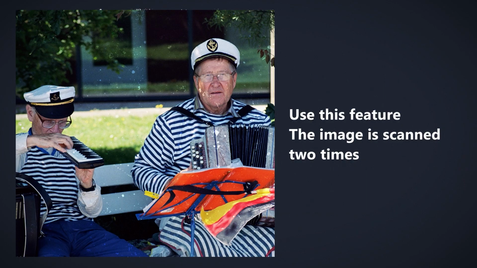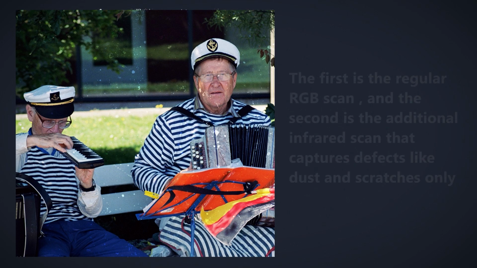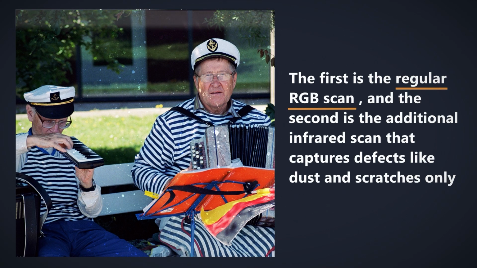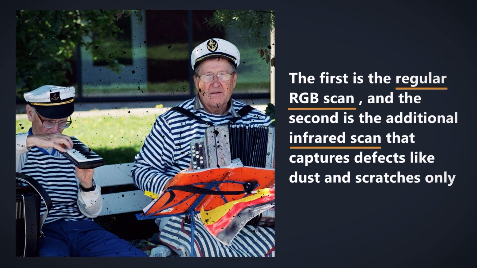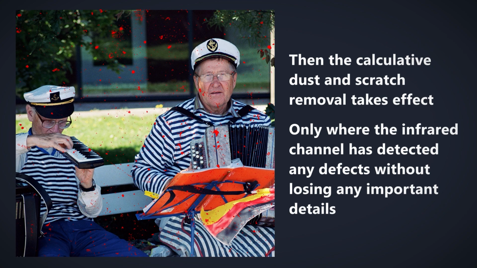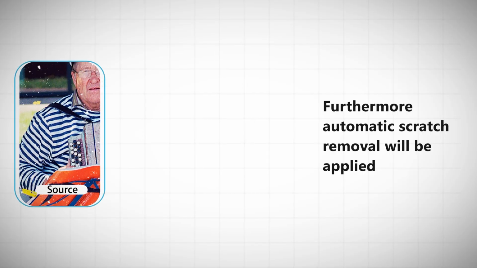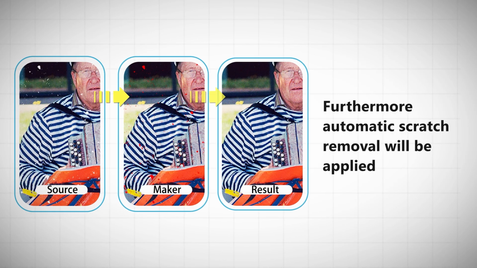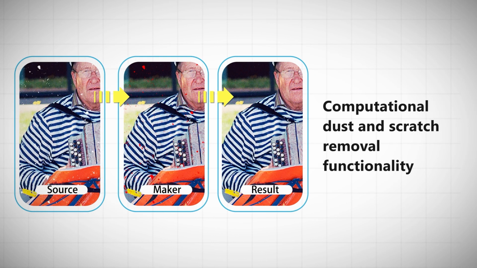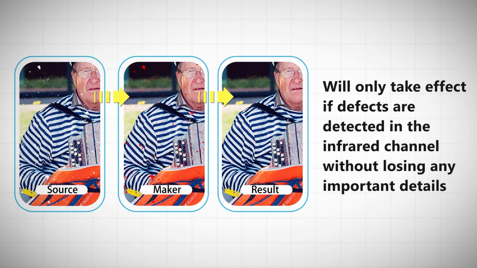Use this feature. The image is scanned 2 times. The first is the regular RGB scan, and the second is the additional infrared scan that captures defects like dust and scratches only. Then the calculative dust and scratch removal takes effect, only where the infrared channel has detected any defects, without losing any important details. Furthermore, automatic scratch removal will be applied. Computational dust and scratch removal functionality will only take effect if defects are detected in the infrared channel, without losing any important details.